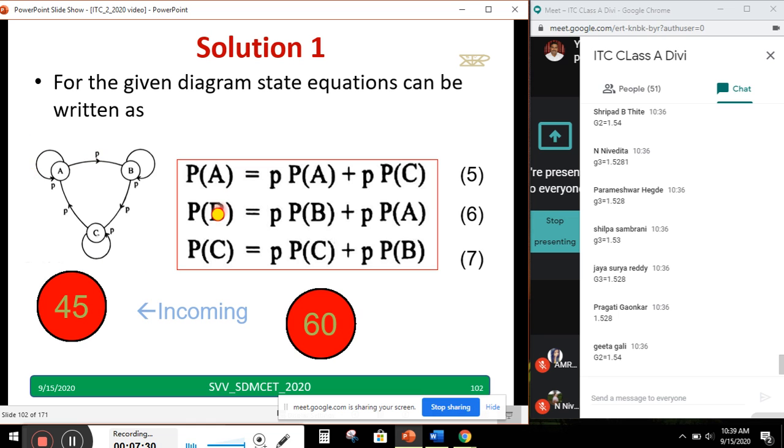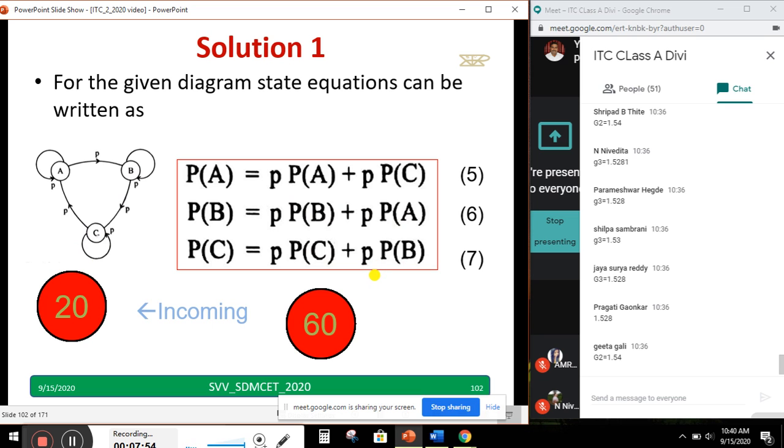Consider the probability of B. From B to B, one is coming, and another is coming from A. All the probabilities given are P only. So P into probability of B, plus P into probability of A. If you consider C, one is coming from C to C only, another is coming from B to C. So probability of C and probability of B, we are taking into P.